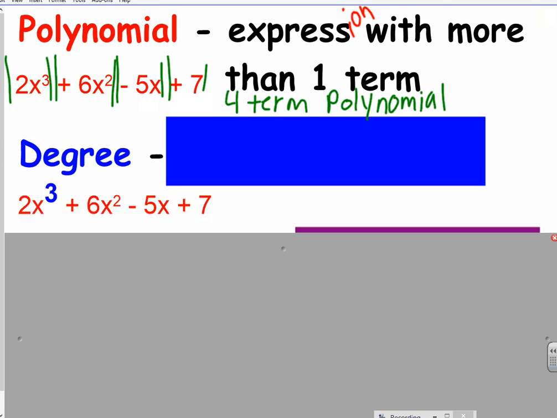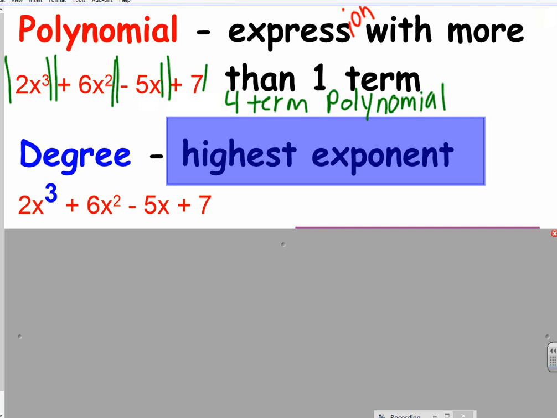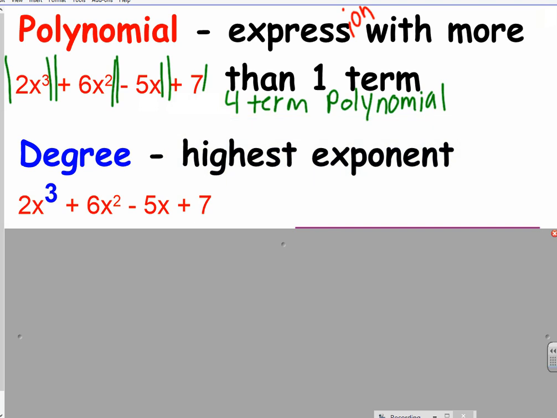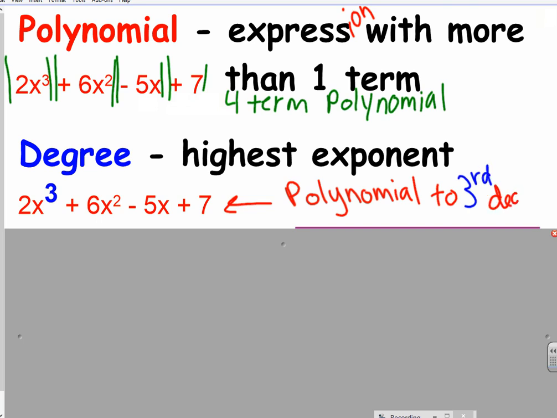Next, we're going to talk about degree. Degree is the highest exponent. So this example is a polynomial to the 3rd degree. And the reason why it's considered the 3rd degree is because 3 is our highest exponent. We have 2, 1, and x to the 0, but those are not our degree because it's always the highest exponent.